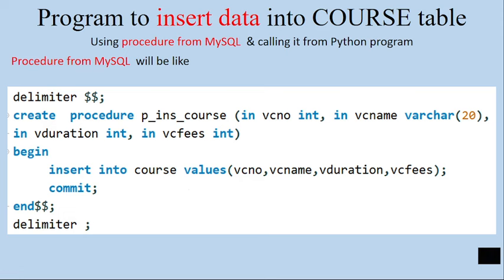A procedure has 3 kinds of parameters: in parameter, out parameter, and in out parameter. In parameter receives the value into the procedure, out parameter returns the value to the calling program, and if the data type is the same where we are receiving a value and returning a value, in that case we go with in out. Different database packages have different techniques to mention input and output parameters. I am not going into detail on this. You should know procedures. So insert into course values VCNO, VC name, V duration, V fees. It will insert the data and then it will commit the data.